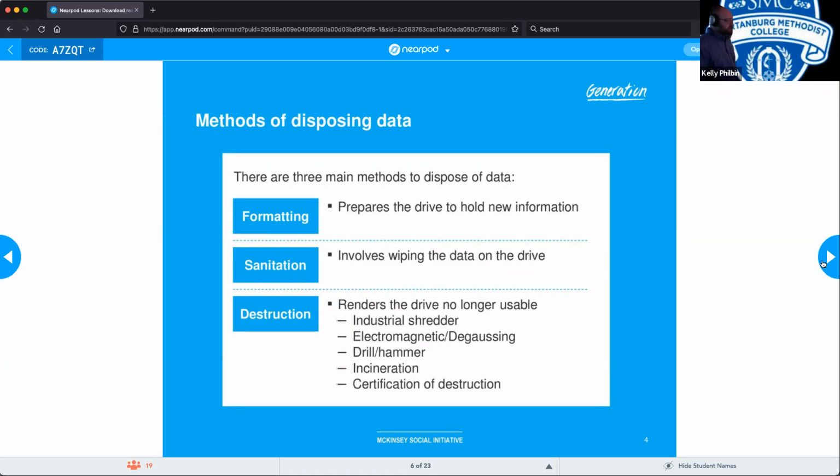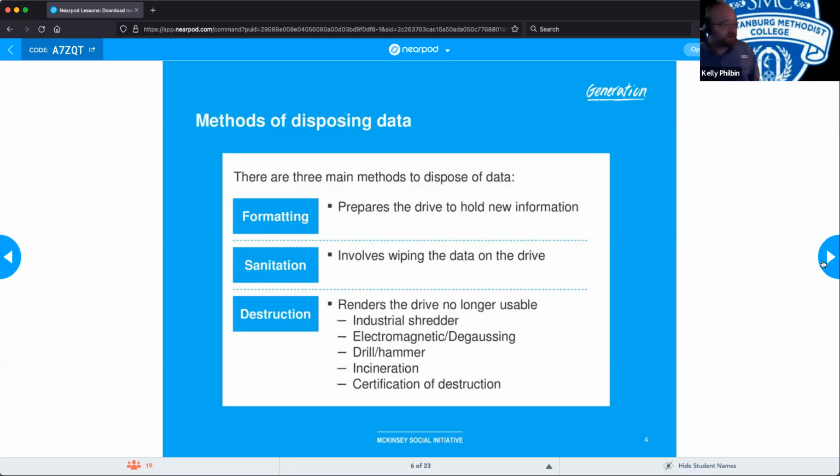We have the industrial shredder, which, yes, they actually do have shredders that can tear up hard drives. If you're looking to purchase one, they only cost about $15,000 to $20,000 to start. We also have electromagnetic degaussing for your mechanical drives. Drill and hammer, which tends to be a preferred entertainment way for getting rid of hard drives. Then you have incineration, the use of fire.